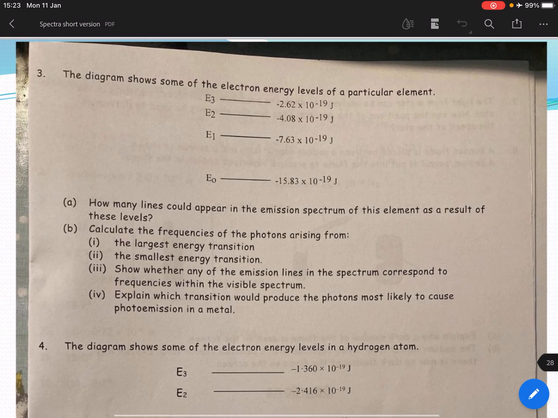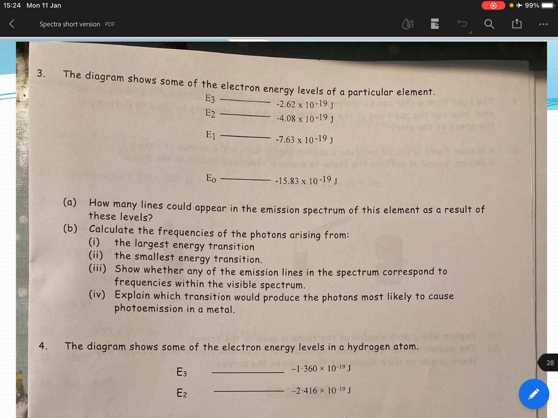So you need to basically do the same again for question 3, so how many lines can appear, and then you're starting to look at calculating frequencies. So the largest energy transition, the smallest energy transition, so that's your biggest gap, your smallest gap. You're basically working out the energy difference at each point. So for the largest energy transition, it's going to be E3 down to E0, so you work out the difference between the two in terms of energy, stick that into E equals hf, and that's all you have to do because it's just calculating frequency. Smallest energy transition, so it's just the smallest gap.